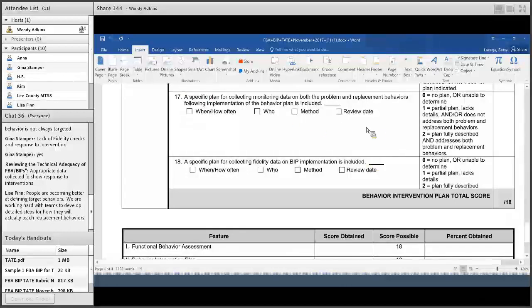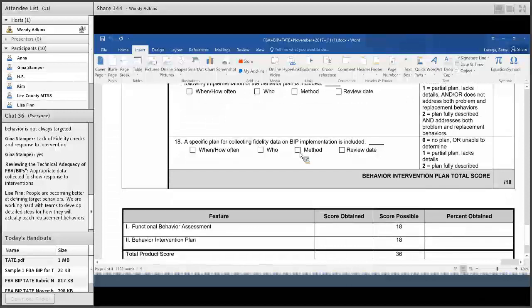And to get a 2, we want these components to be on it. When are we going to do the data collection? How often? Who is going to do the data collection? How is that data going to be collected? And when are we going to review it? A specific plan. Then the final one is for collecting fidelity data.